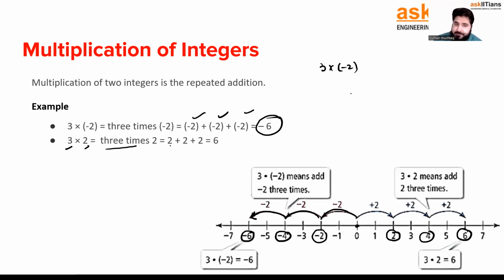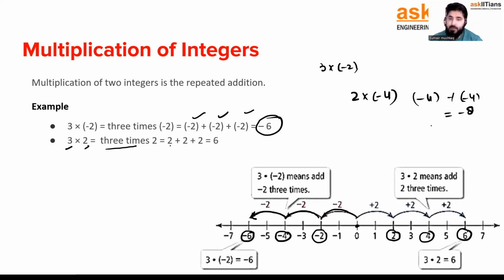Same is the case here. Let us suppose you have 2 multiplied by negative 4. Twice means negative 4 plus negative 4, right? That is equal to negative 8. So this thing you need to take into consideration.